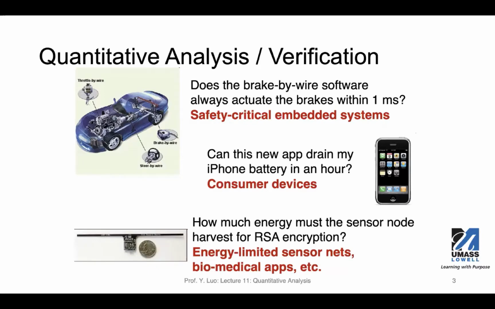Another example is how much energy must the sensor node harvest for this RSA encryption. And this, of course, is for a situation where you have a very low power device, which does not rely on a battery. In fact, it harvests energy from the environment. So these are energy limited sensor nets or biomedical applications. So the energy consumption has a direct impact on the availability of this device. So we also need to do analysis on its energy consumption for this particular application.